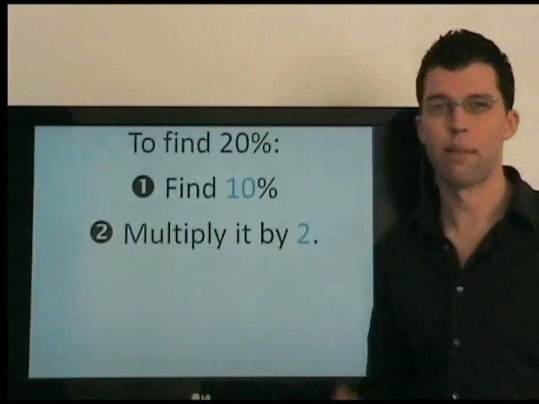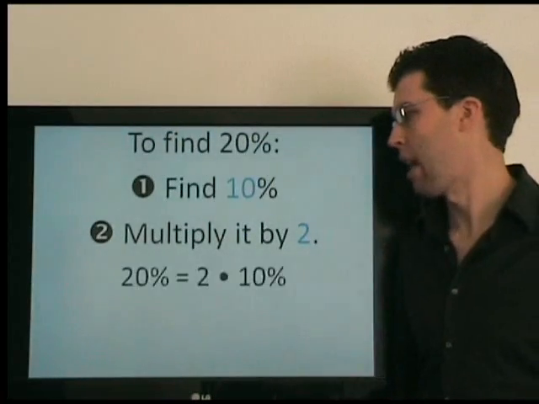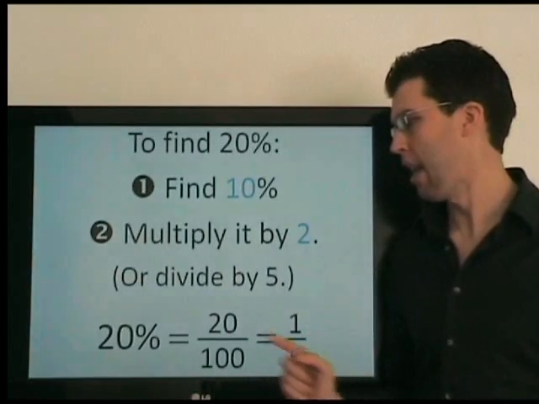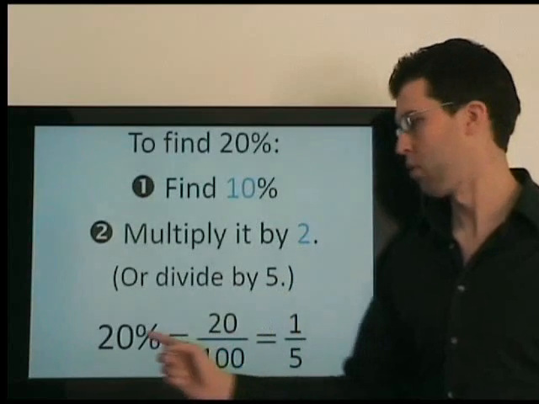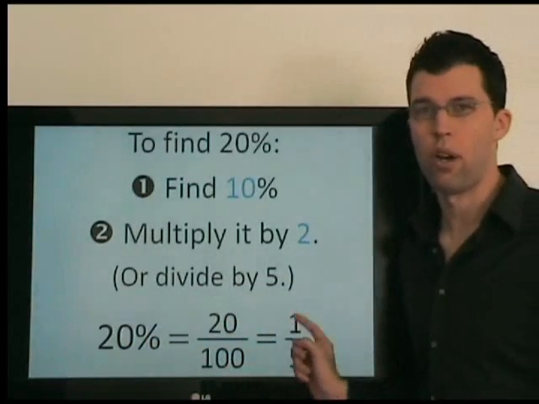Okay. To find 20%, we find 10% and multiply by 2. Now, 20% is just 10% times 2. This is the same as dividing by 5. 20% means 20 per 100, which is the same as 1/5.